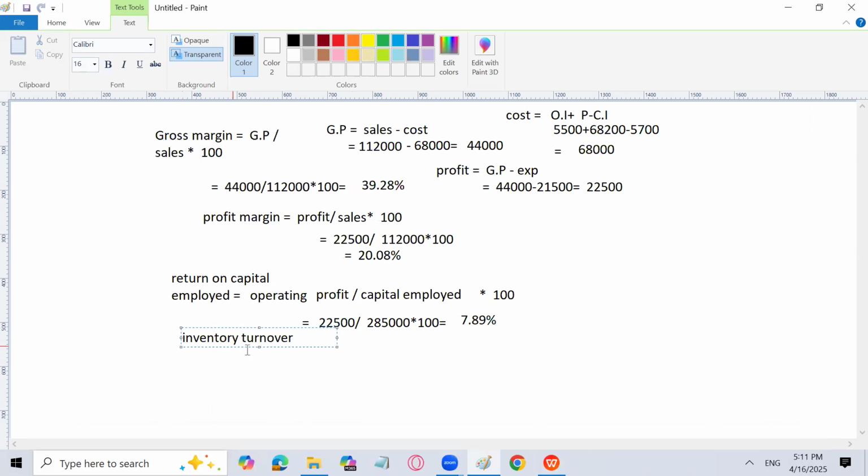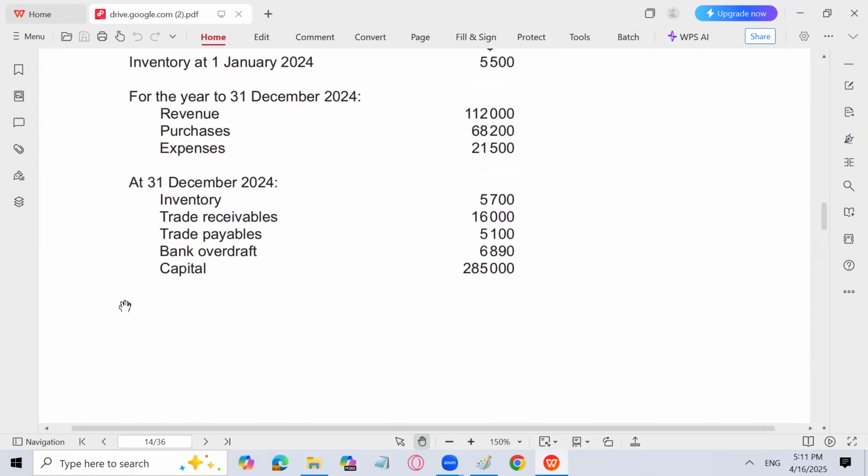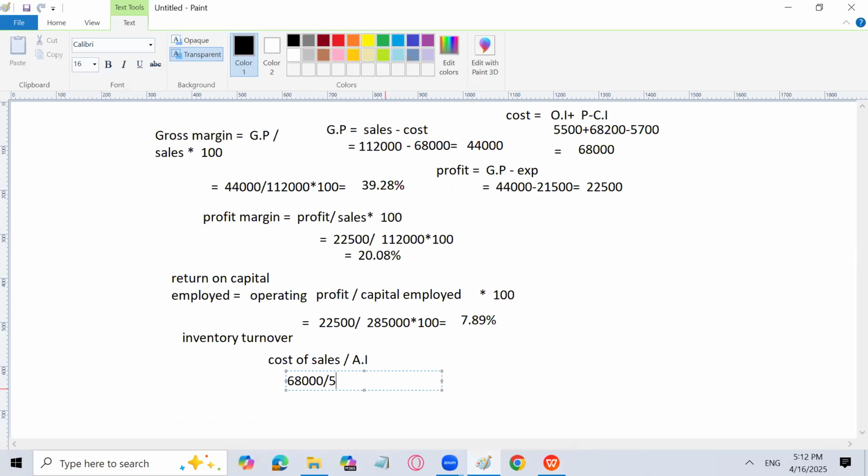inventory turnover. The formula is going to be cost of sales divided by average inventory. Cost of sales we have already calculated. It is with us, that is 68,000, divided by average inventory, which is opening inventory plus closing inventory divided by 2. So what is the opening inventory? The opening inventory is 5,500. Closing inventory is 5,700. 5,500 plus 5,700 divided by 2 is going to be 5,600, right?